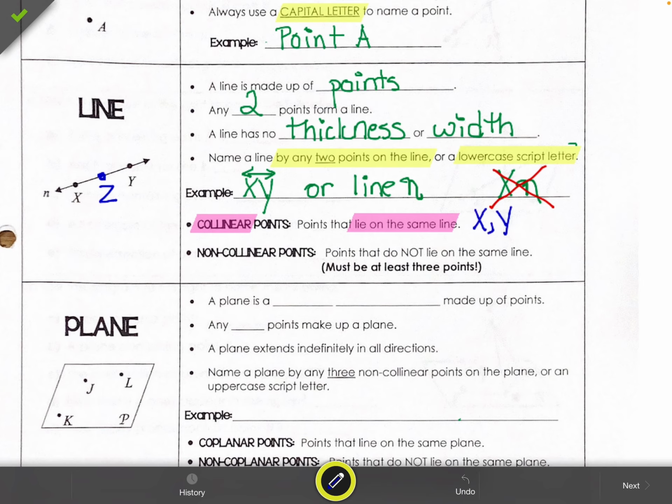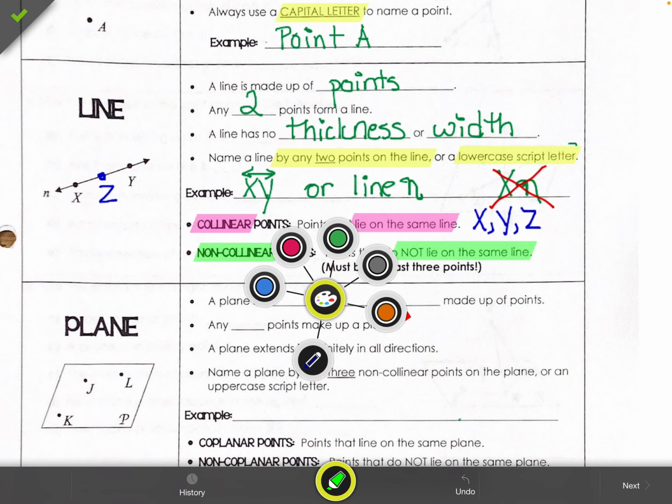X, Y, Z are collinear points. The second vocab word that you want to make sure that you're familiar with here are non-collinear points. Non-collinear points are points that do not lie on the same line.